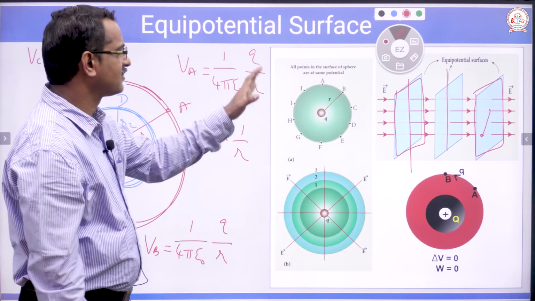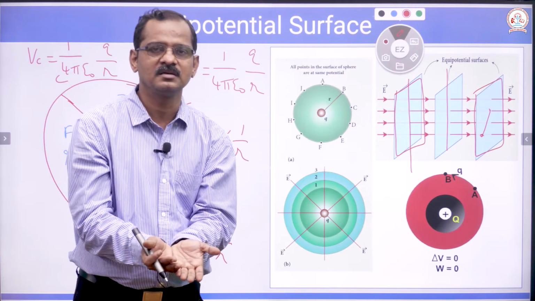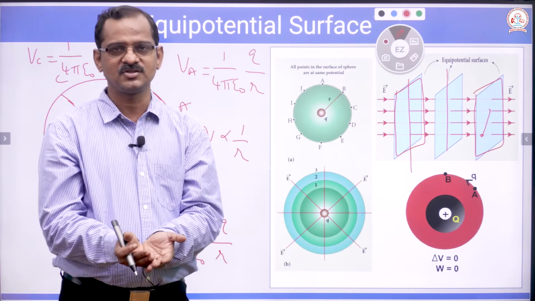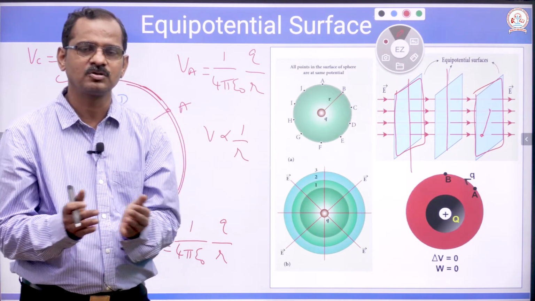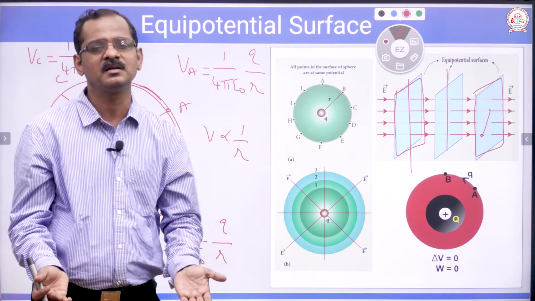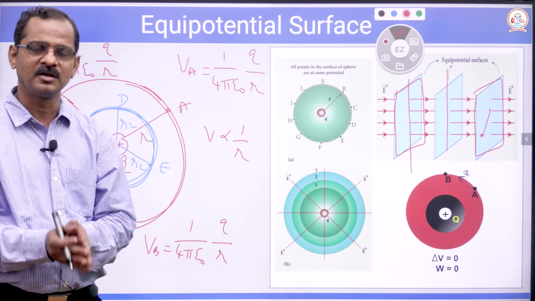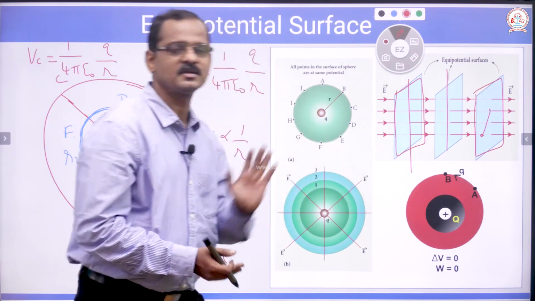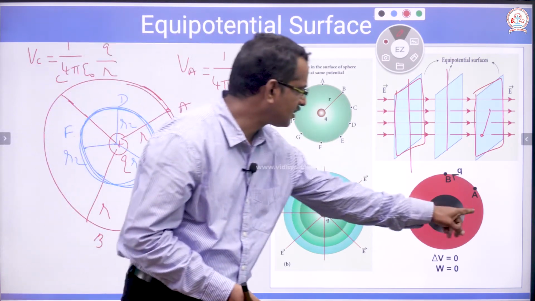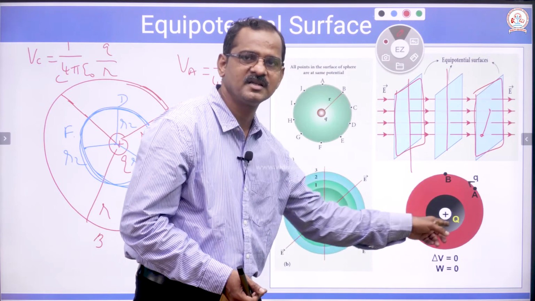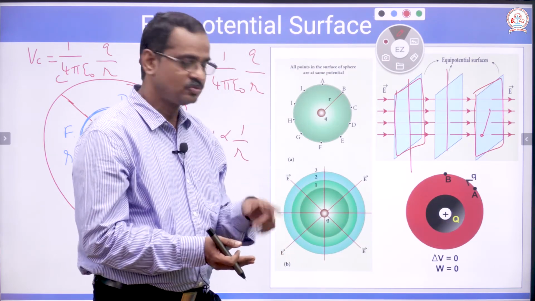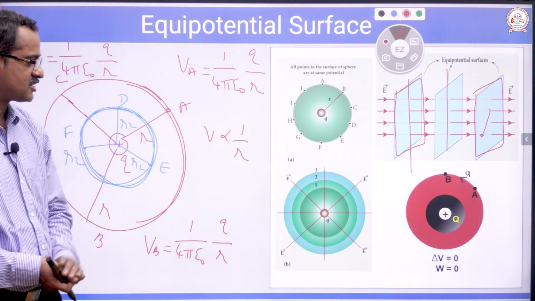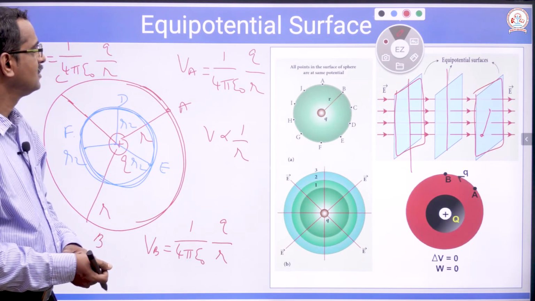So, an equipotential surface is a surface where the potential is the same, or the potential difference is 0. We need not do any work to move a charge on a surface where the potential is equal. On an equipotential surface, work done will be 0 to move a charge from one point to another. Along the circumference, to move a charge, work done is 0. To move a charge along the radius, especially towards the center of the circle, we have to do some work.